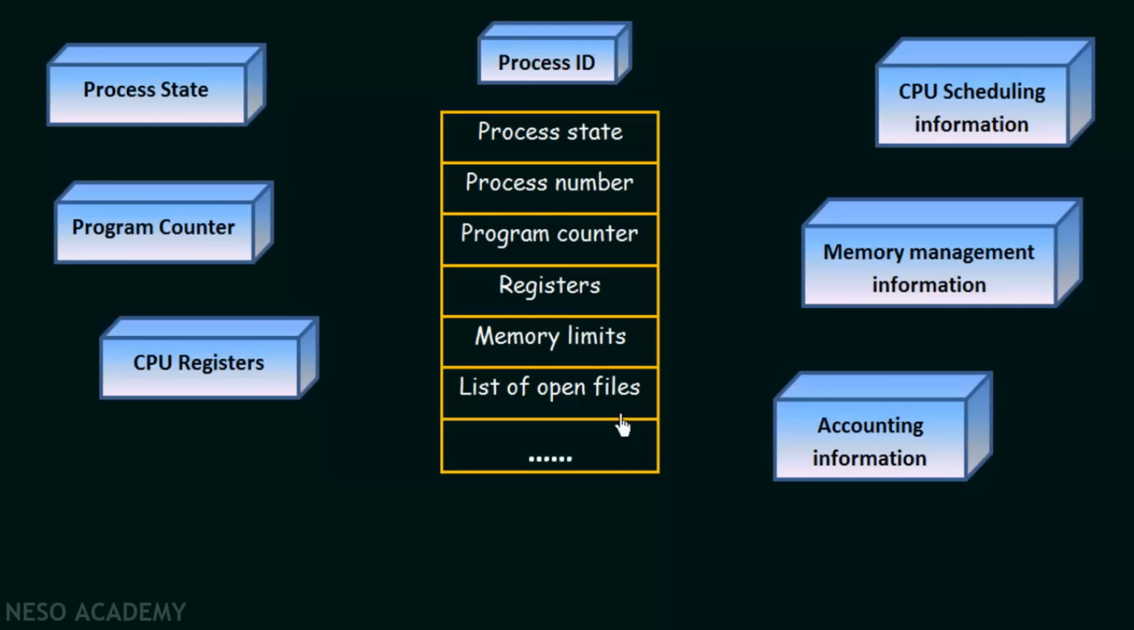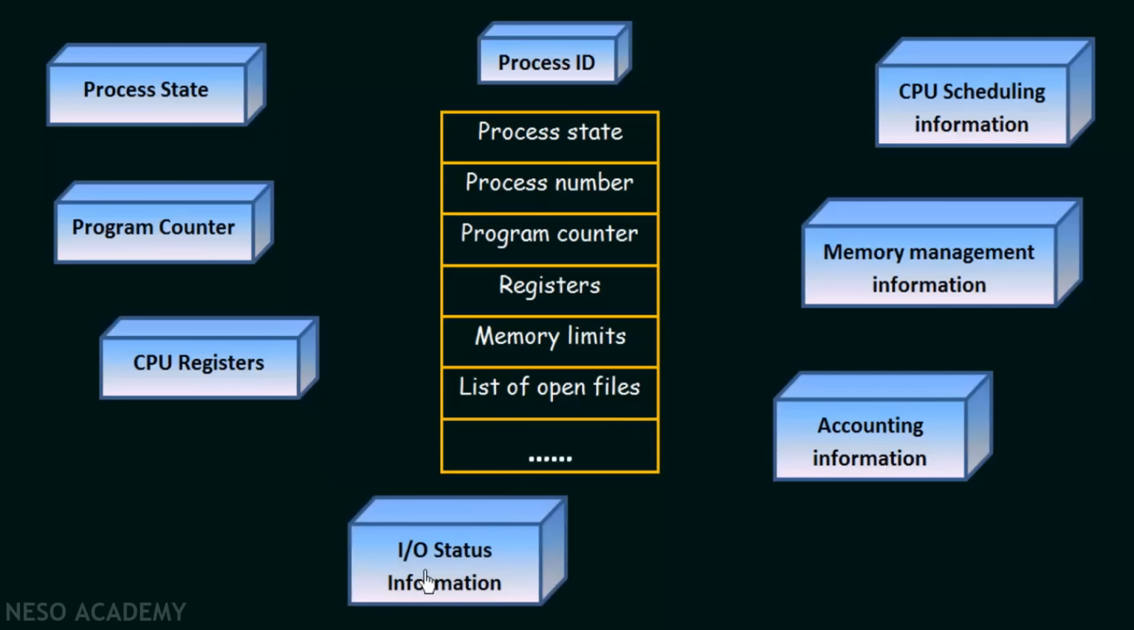It is used to represent the process. And lastly, we have the input-output status information. So input-output status information represents the input-output devices that are being assigned to a particular process. A process during its execution may need to use some of the input-output devices. So which are the input-output devices assigned to a particular process? That information is stored in the input-output status information, and this is also a part of the process control block.